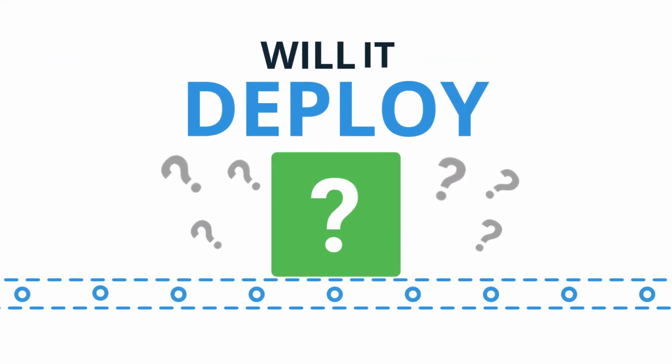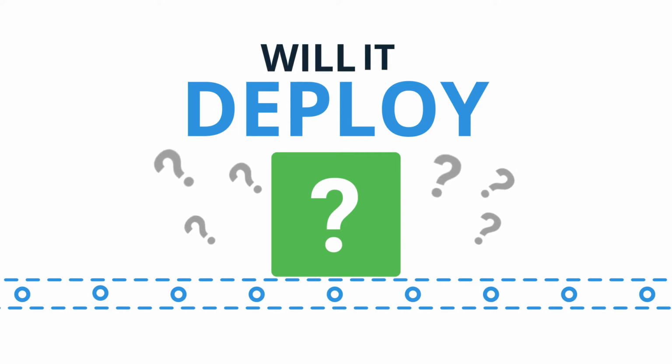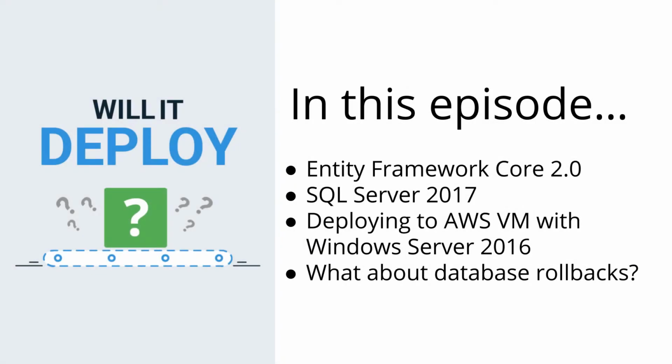Welcome to another Will It Deploy video, where we try to automate the deployment of different technologies using Octopus Deploy. Today we're going to take a look at automating the deployment of an ASP.NET Core web app using the Entity Framework ORM, or Object Relational Mapper, with SQL Server 2017. And we're deploying to an AWS Windows 2016 virtual machine. We'll even talk about how to roll back database changes if you have a problem with your deployment.